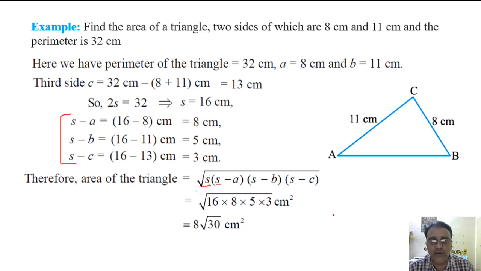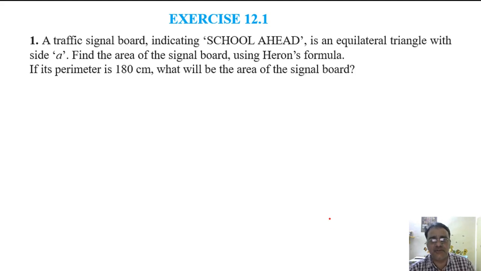Okay, so we'll see one more. We'll start exercise 12.1. Only 7 questions are there, and we will complete all the questions in today's session. A traffic signal board indicating school ahead is an equilateral triangle. What is an equilateral triangle? All 3 sides are equal, and in an equilateral triangle all 3 angles are also equal. Suppose the side is given as A. Find the area of the signal board using Heron's formula. Now, if its perimeter is 180 centimeter, this is the second part, what will be the area of the signal board?